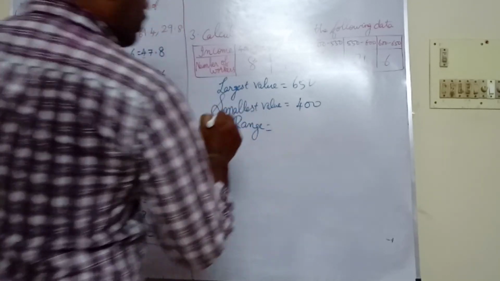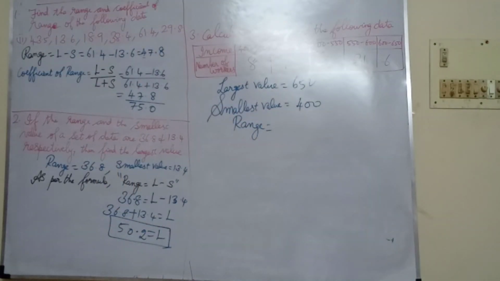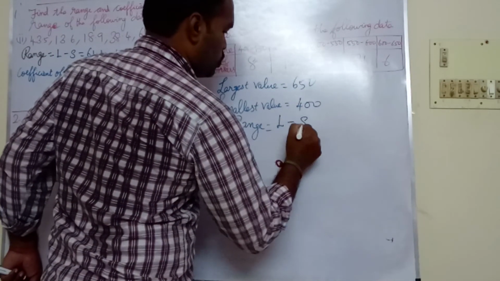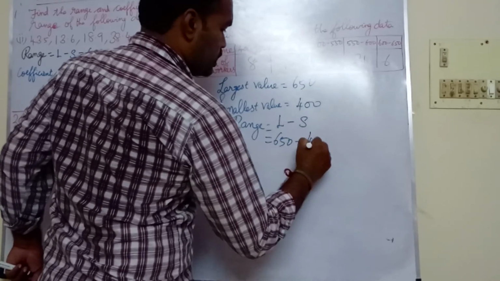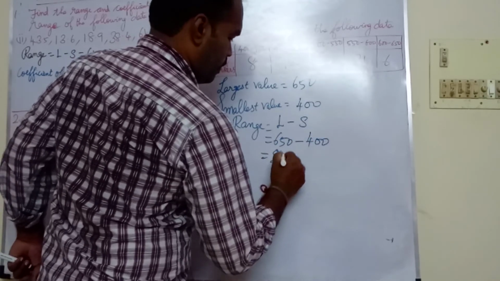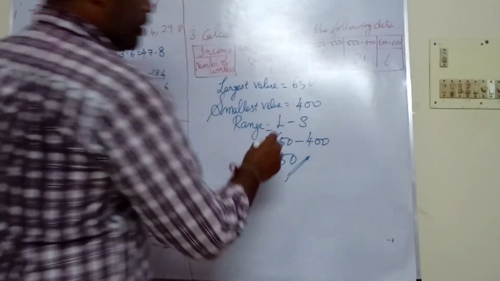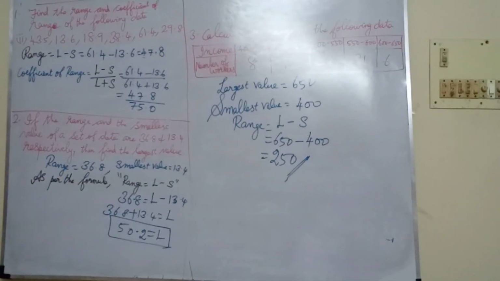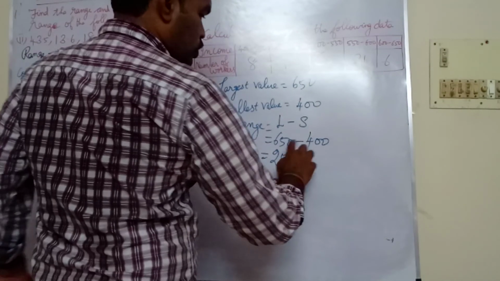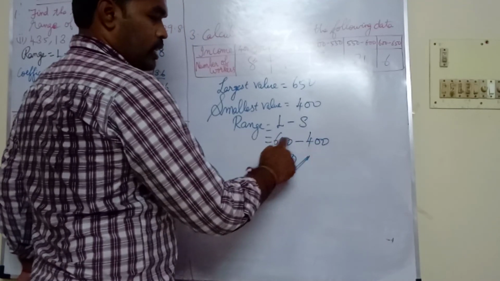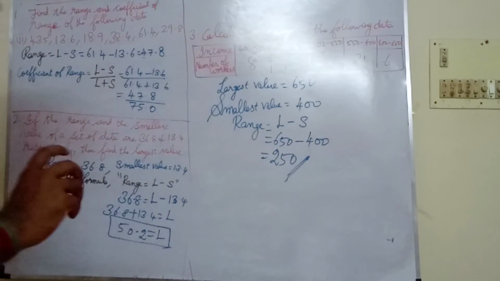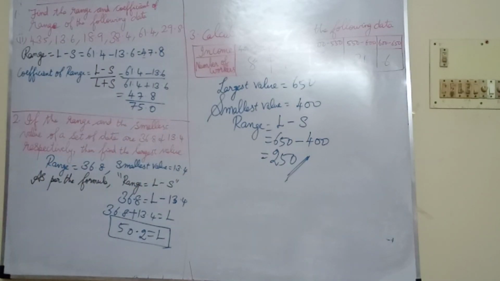So what would be the range value? Range is largest minus smallest. Largest is 650. Smallest is 400. This is the value. 650 minus 400. 0 minus 0, 0. 5 minus 0, 5. 6 minus 4, 2. So this is the value.